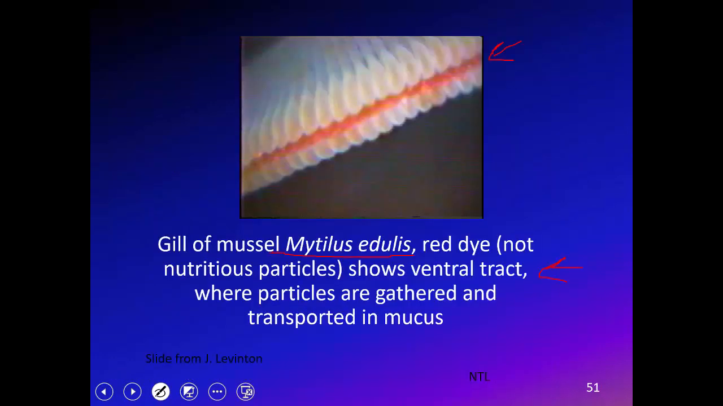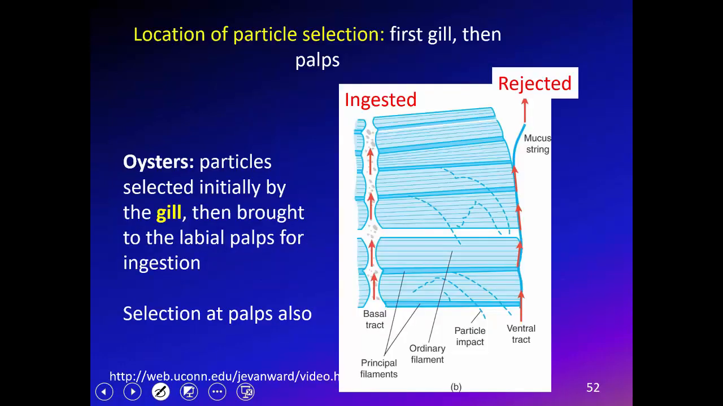In the experiments, this is a gill, and already before the particles were even reaching the palps, they were being selected at the gill. This is what was basically happening. The ventral tract is where the low quality particles were being selected for and moved over, after which they're eventually just ejected from the animal, versus the high quality particles, which were shunted along the basal tract and brought to the palps for some selection as well, but a lot of it happens at the gill.